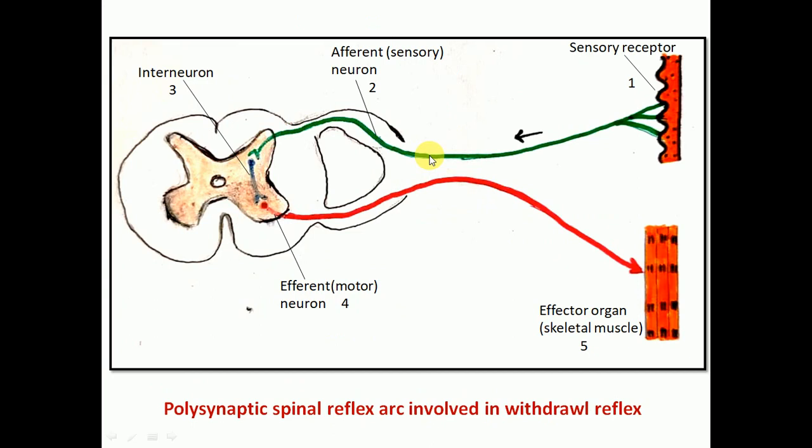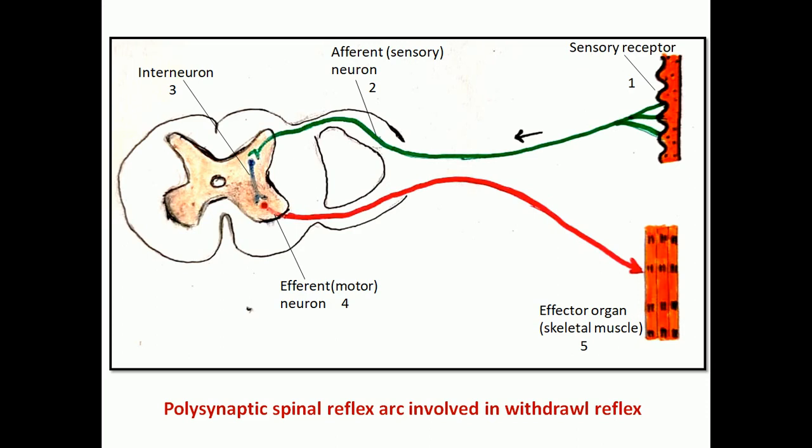Now, spinal reflexes. What is a reflex? A reflex is an automatic response to a stimulus that can occur without any conscious thought. So this forms the reflex arc. There are two types of reflex arc, monosynaptic and polysynaptic spinal reflex arc.